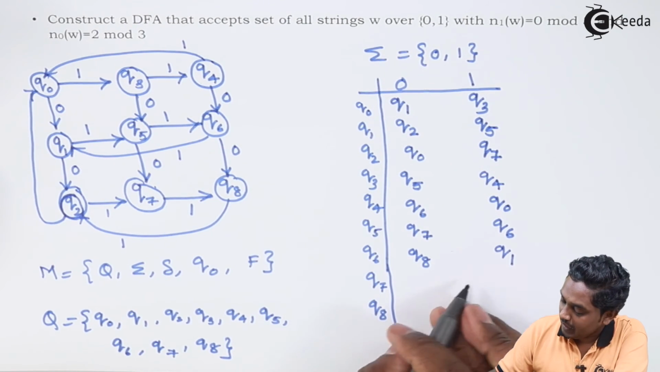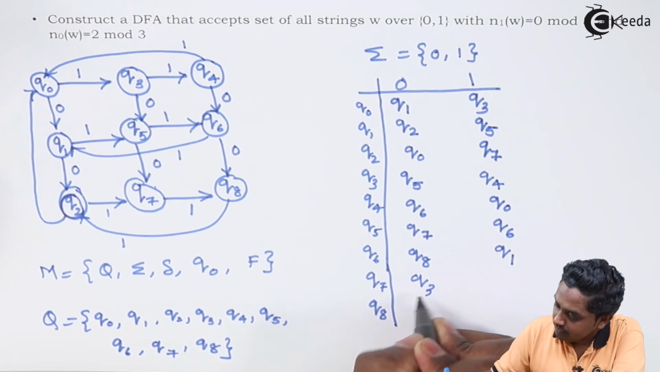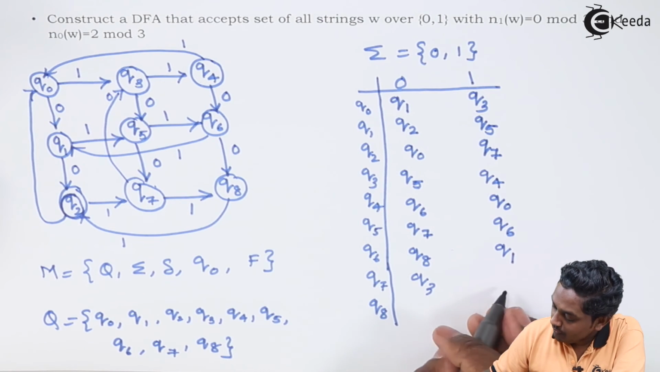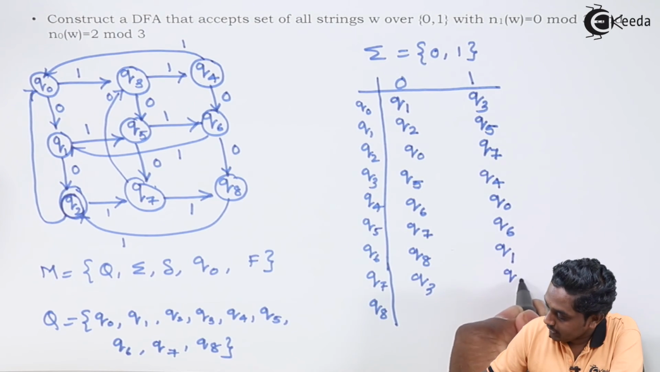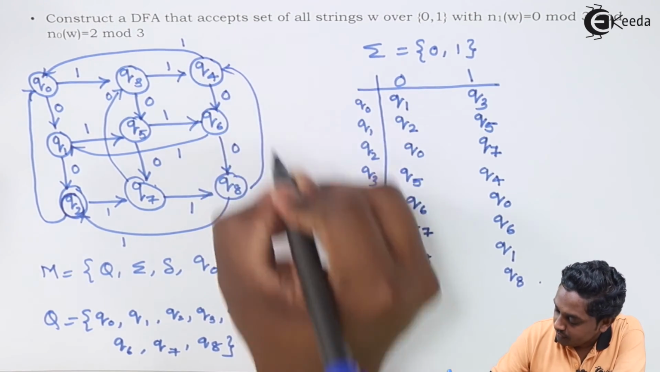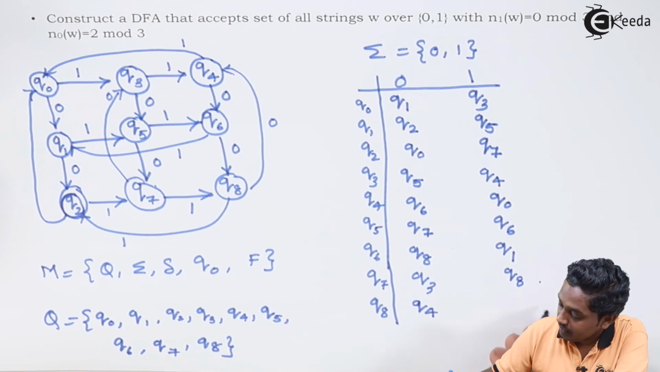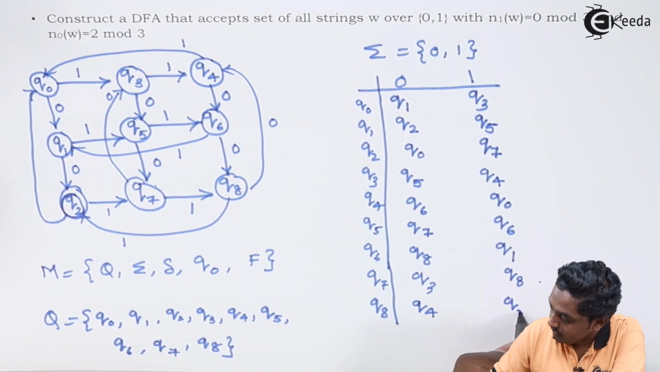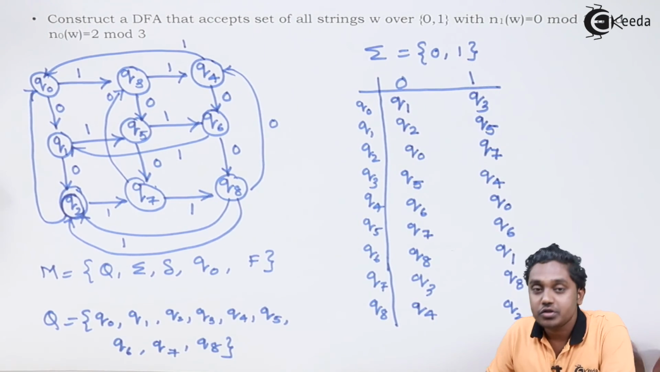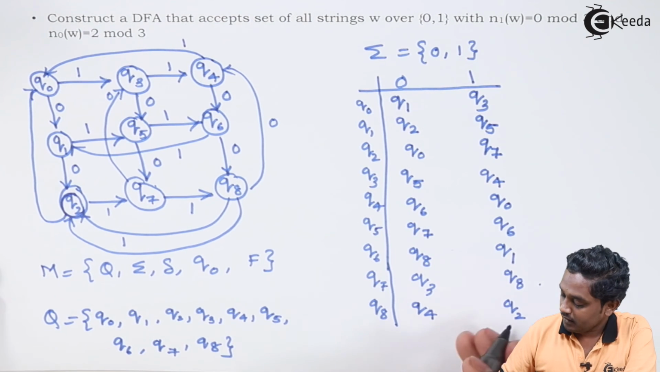From Q7 we will have a transition on 0 to Q3, and on 1 it will have a transition to Q8. From Q8 on 0 it will have a transition to Q4, and on 1 it will have a transition to Q2. This completes this DFA. Such complicated questions could be solved using a deterministic finite automata.